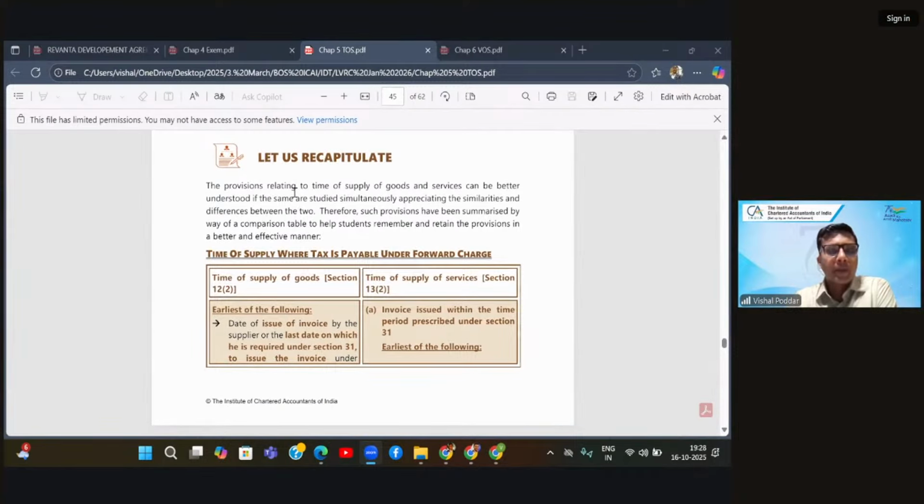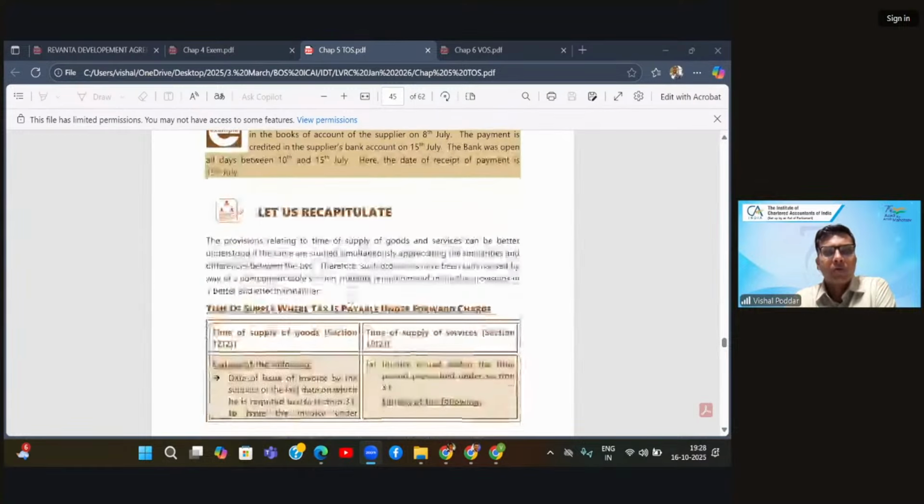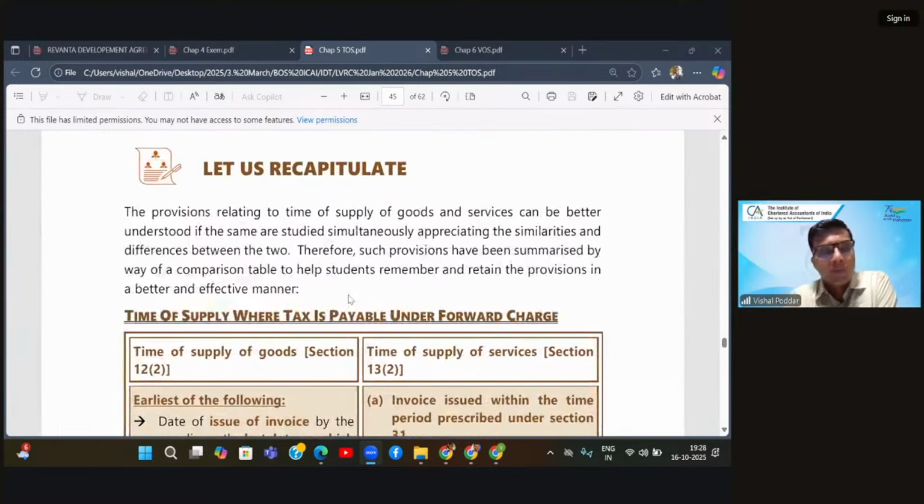Now we go to the next topic, which is again an important topic when it comes to exams. Time of supply. Now, students, we have to understand what is time of supply. Time of supply is again an artificial provision, if I can use this word. What is artificial? Artificial is the assumption that the supply has happened on this date.